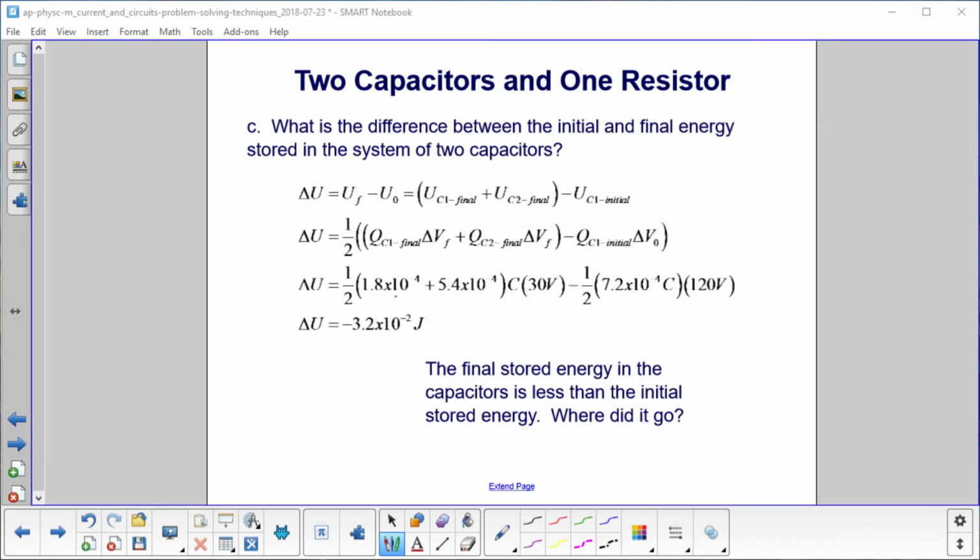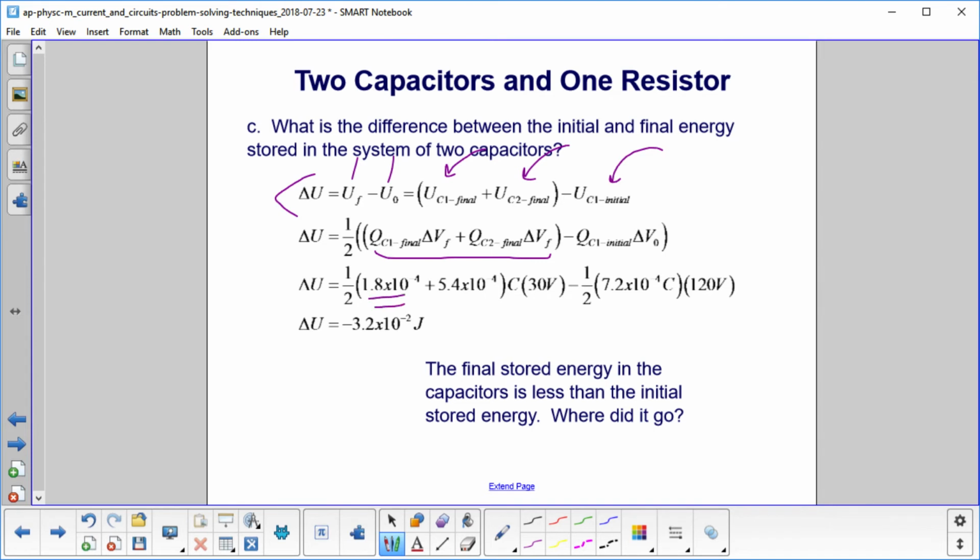What is the difference between the initial and final energy stored in the system of two capacitors? So delta U will be the final energy minus the initial. So it'll be the final energy on capacitor 1 plus the final energy on capacitor 2 minus the initial energy of the system when all the charge was on capacitor 1. We substitute in 1/2 QV for all the potential energies, and then we note what's common between the two, the final voltage. So now we can substitute in our values that we found.